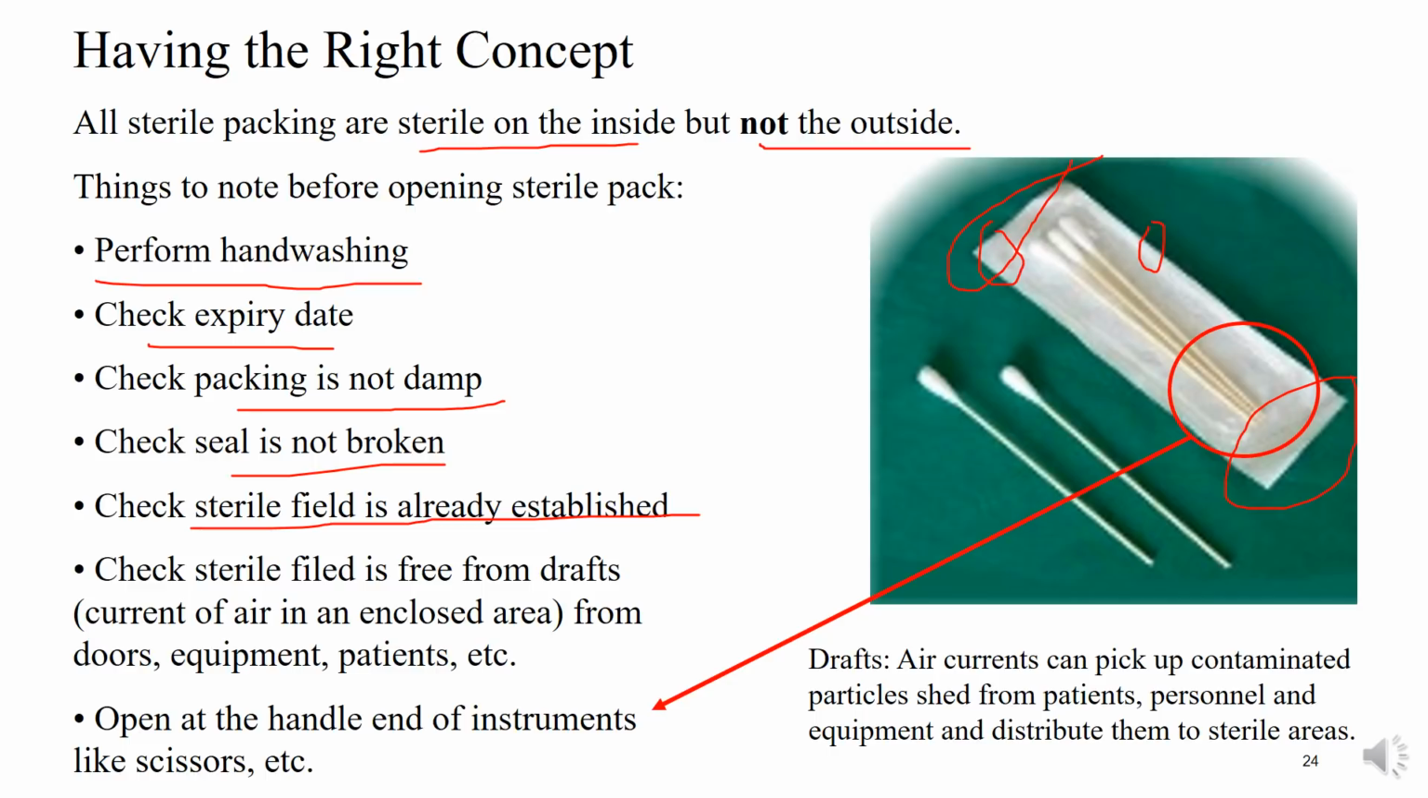Check that there is no draft. Draft means a current of air in an enclosed area. For example, if you are working near the door, when someone opens the door, there is an exchange of air between the air inside the room and the air outside the room. So it can bring microorganisms into your working area or your sterile field. And then finally, open at the handle end of instruments. Do not open at the top of the package here where you have the cotton buds. Always open at the handle end of instruments.